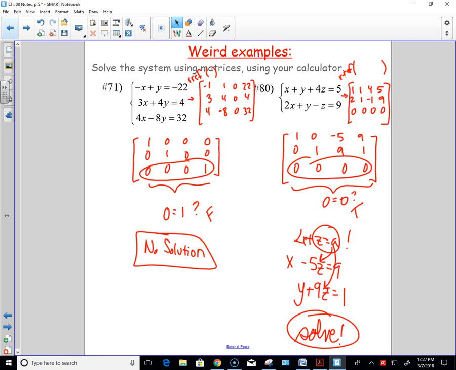Your calculator, if you did RREF to this matrix, what's going on over here? Okay, 1x equals 0. That's okay. 1, 1 equals 0. That's okay. X plus 0y plus 0z equals 1? How can 0 equal 1? It can't. It's a false statement. There's no solution possible for this system. Does that make sense? There's no solution because of the false statement.